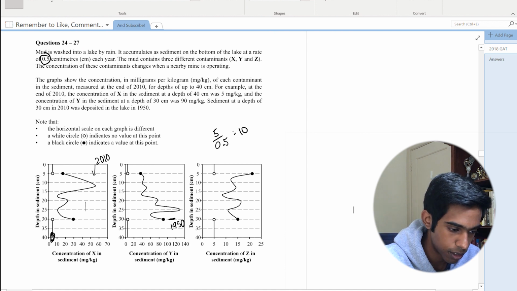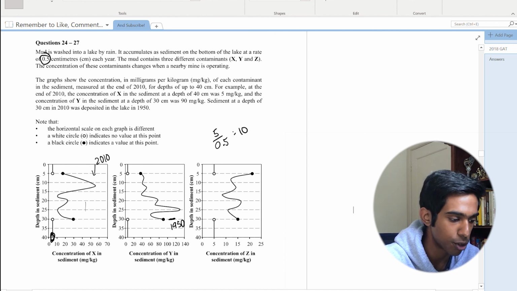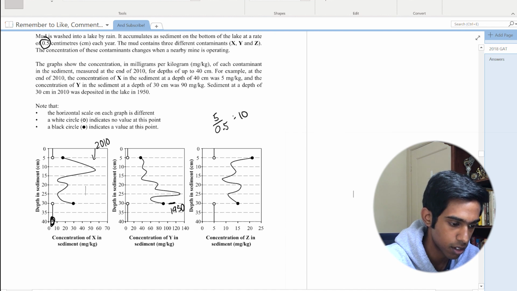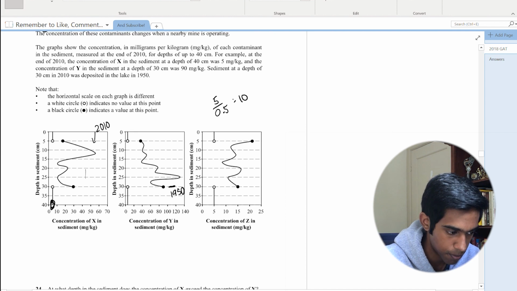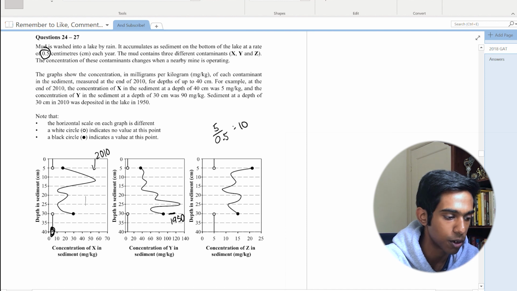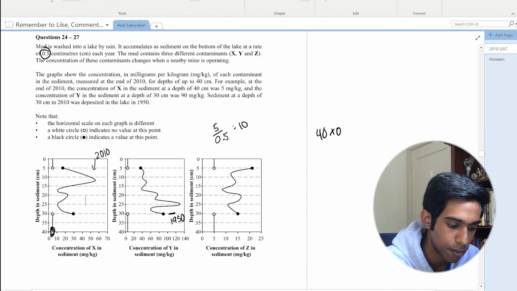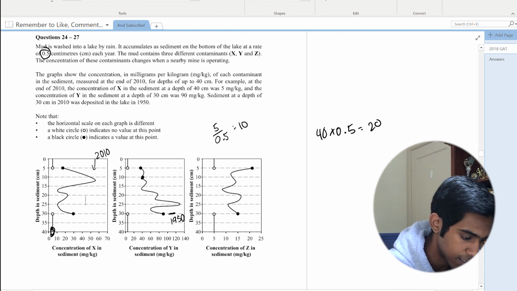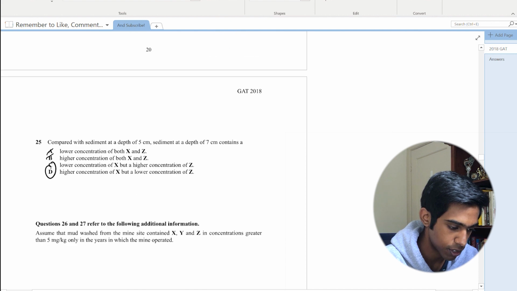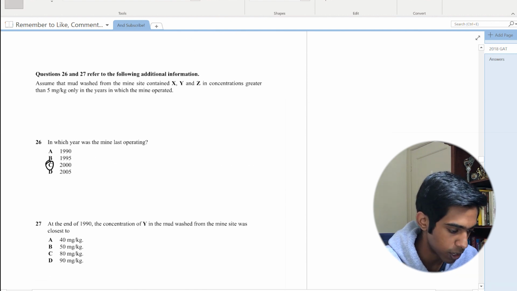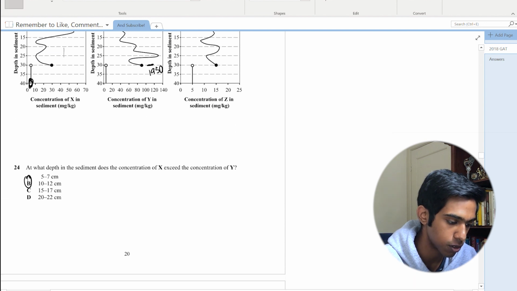So if the sediment accumulates at 0.5 centimeters per year, we have to calculate how many centimeters it would go from 40 years. So we do 40 times 0.5, sorry. And that just divides by 2, it gives you 20 centimeters. So this is at 10. So we're looking at that point, and the question is about the concentration of Y in the mud washed from the mine site was closest to.